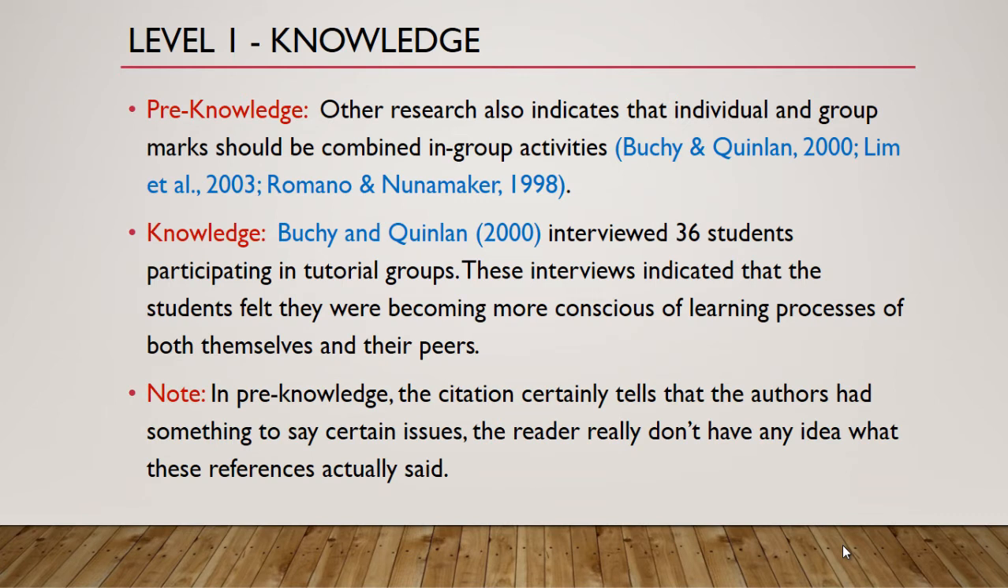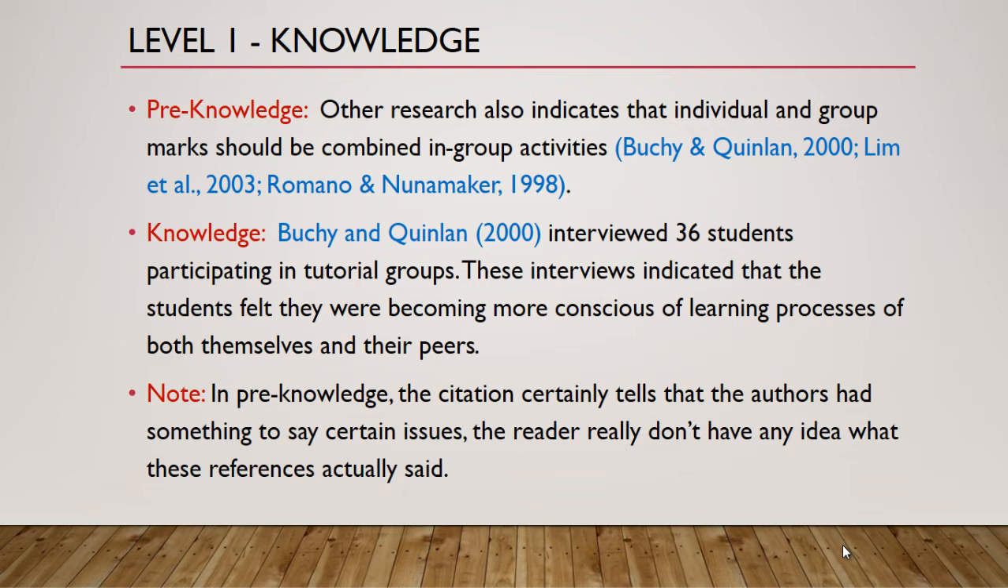As a note, in the pre-knowledge example, the citation certainly tells that the authors had something to say about certain issues, but the reader really doesn't have any idea what these references actually said. Although it says that marks should be combined and so on, we have no idea what is actually being said by all these authors.